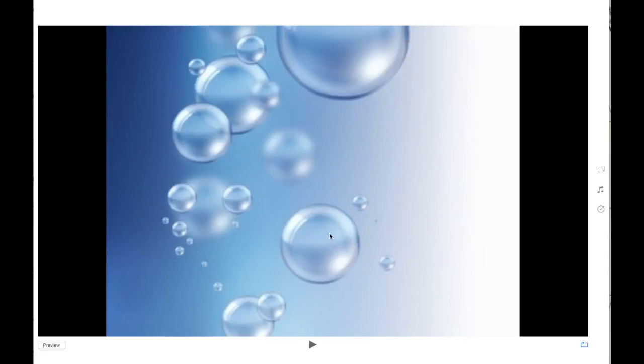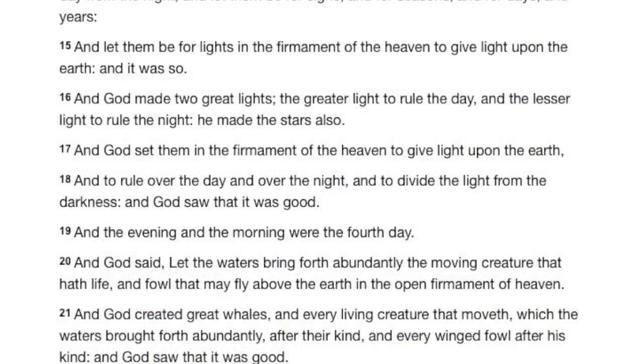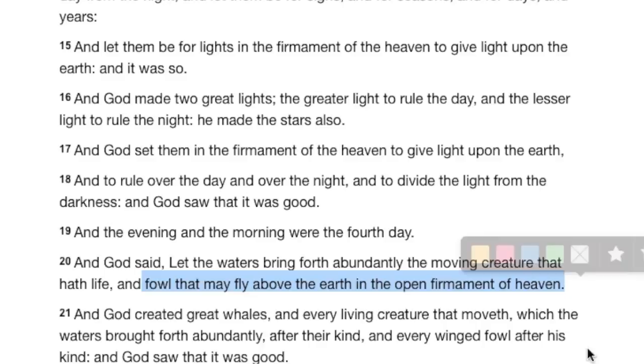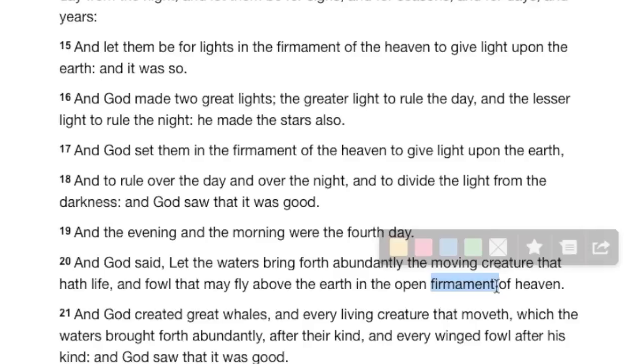Then you got these NASA kind of guys. People who have friends who work at NASA say that rakia means expanse of outer space. But how could the birds, so you're saying the birds live in outer space? Is that what you're saying? Because the birds fly above the earth in the open firmament of heaven. And the rakia, remember that word is rakia, expanse of heaven. Birds don't fly in outer space. There is no outer space. Birds fly in the atmosphere.